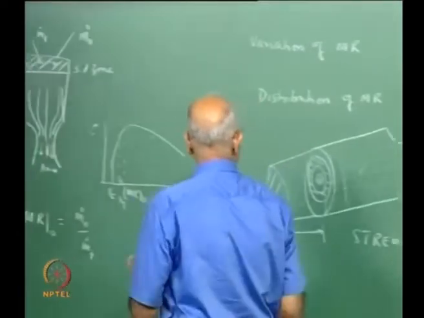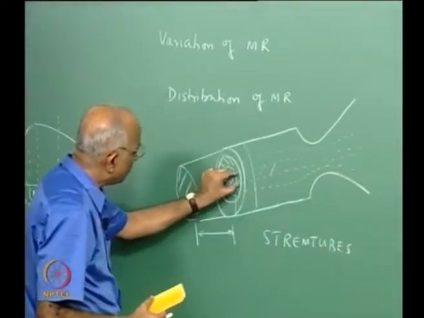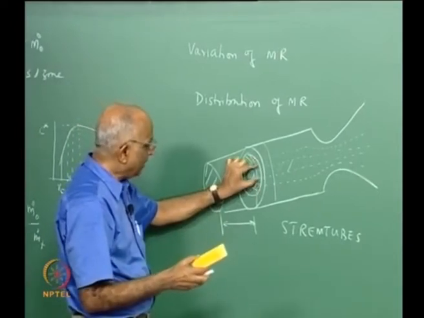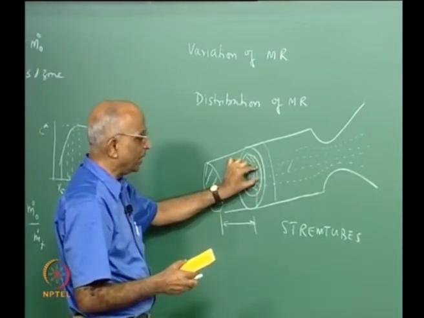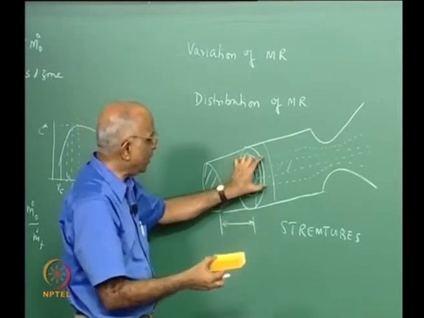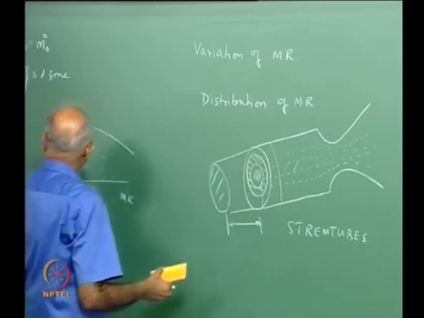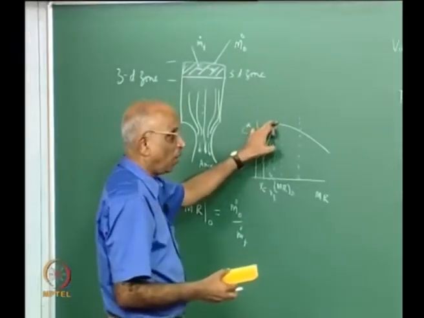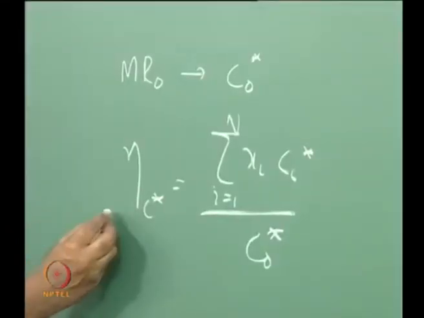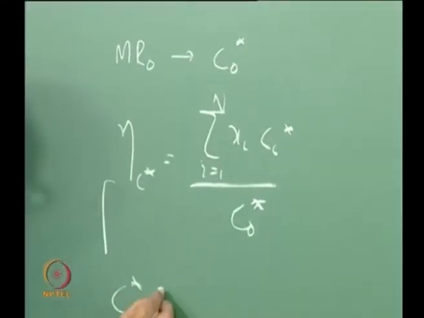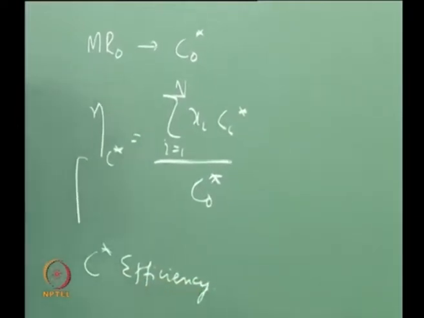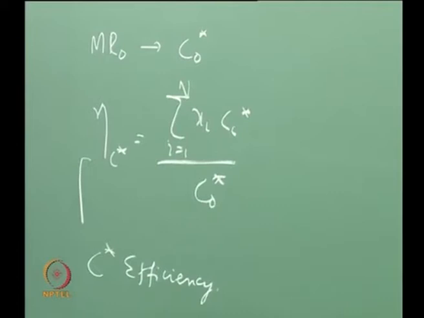What is it we do? We calculate the performance of each stream tube as if it were an individual rocket. We calculate the fraction of the propellant going, and that gives me the mass weighted C star, and that mass weighted C star divided by the conditions at injection gives me the value of C star efficiency. Okay? I think this concept is important.